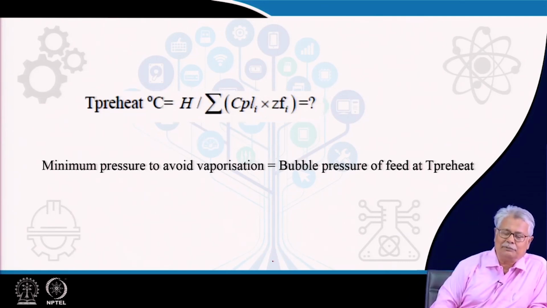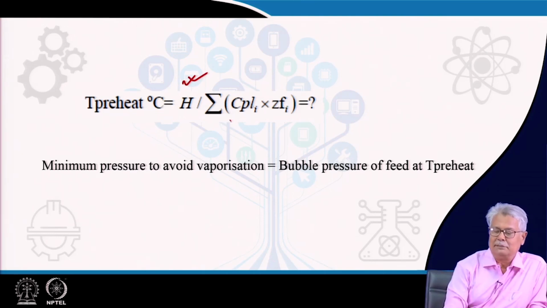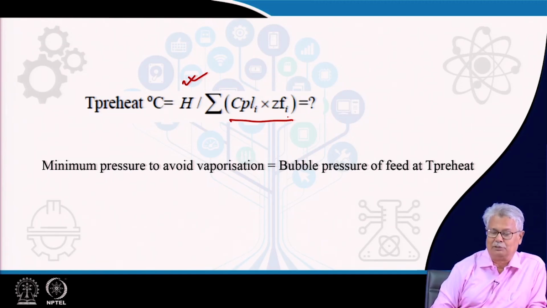So, what is next? We find the preheat, we know the value of enthalpy, we know the CPL values, we know the feed composition. So, naturally the T preheat can be found out by evaluating this expression. H is known, CPLI values are known, ZFLI values are known, and I ask you individually to do this part and evaluate the value of preheat.